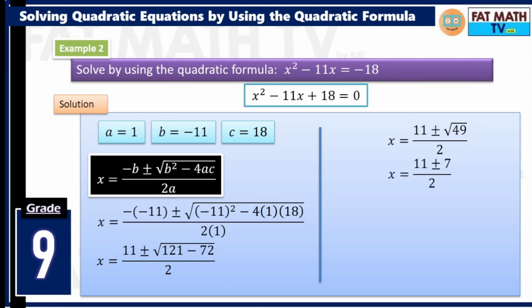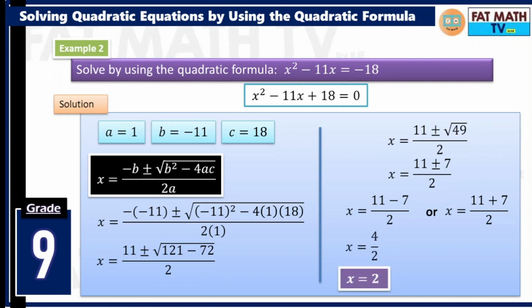And we can split this. x is equal to 11 plus or minus 7 over 2. We can split this into x equals 11 minus 7 over 2, or x equals 11 plus 7 over 2. 11 minus 7 is 4. 4 divided by 2 is 2. And then 11 plus 7 is 18. 18 divided by 2 is 9. So the two answers are 2 and 9.